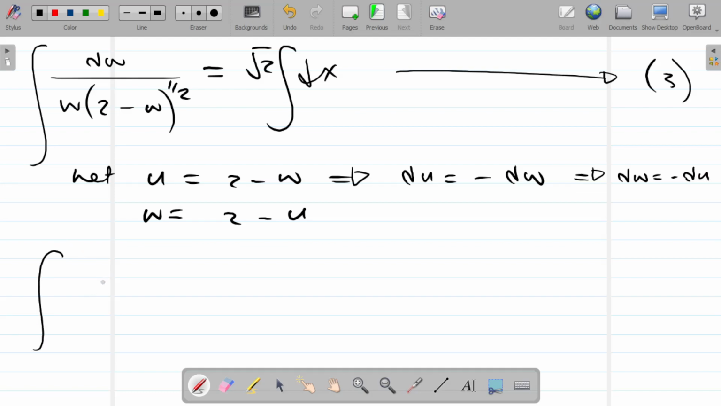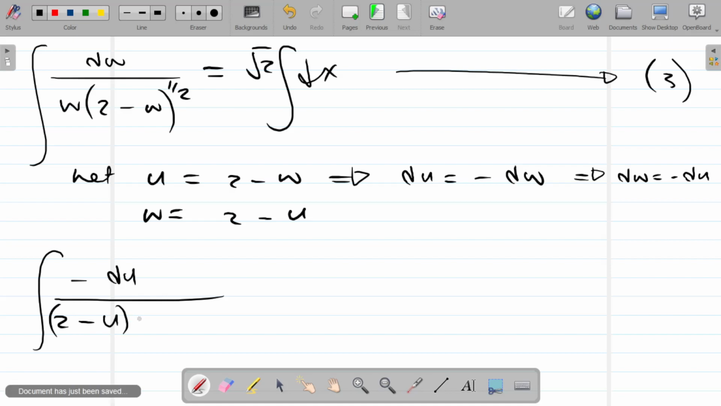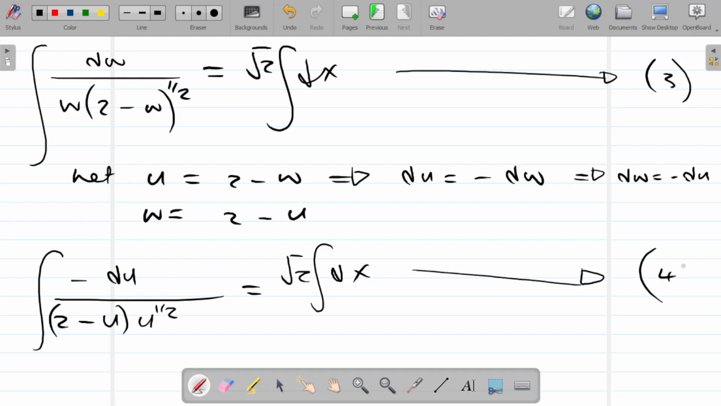So under the integral sign, we've got minus du divided by w, which is 2 minus u in brackets, multiplied by u to the power of half. And that's equal to root 2 times dx. Okay, so we'll call that equation 4. It doesn't look great. So we've got the integral of minus du over 2 minus u times u to the half here on the left-hand side, equal to root 2 times the integral of dx on the right-hand side.